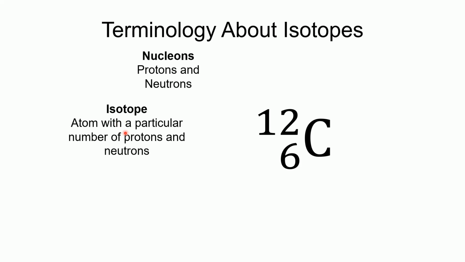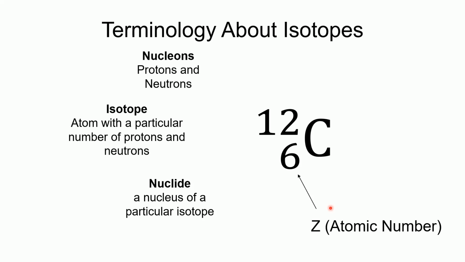An isotope is an atom with a particular number of protons and neutrons. And a nuclide is a nucleus of a particular isotope. And as I mentioned a minute ago, the number on the bottom is the atomic number, which we usually give the designation Z. And the number up on top is the mass number, which we will give the letter A.